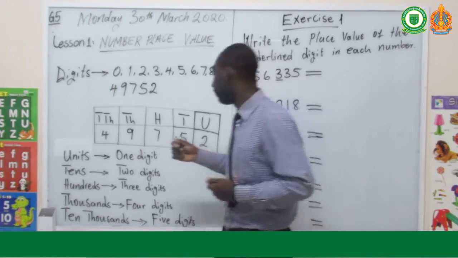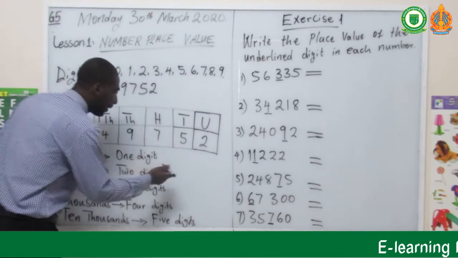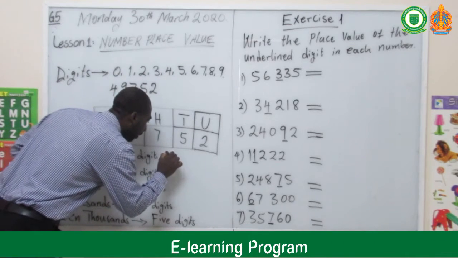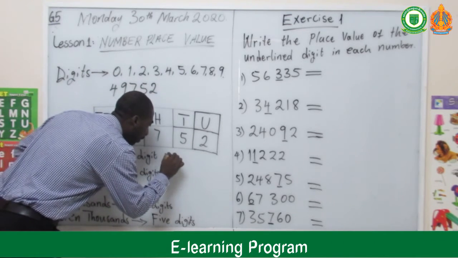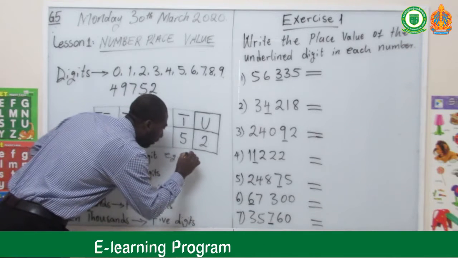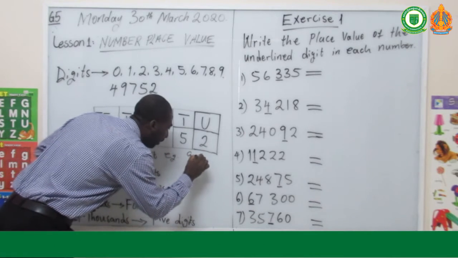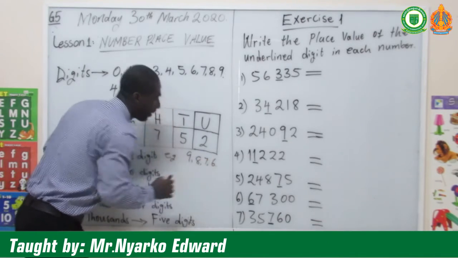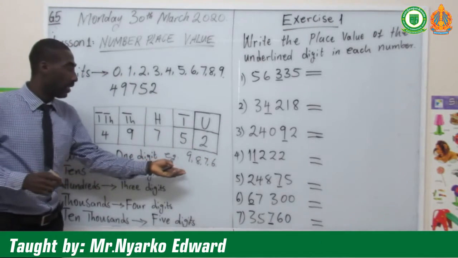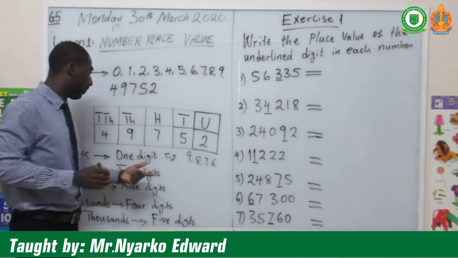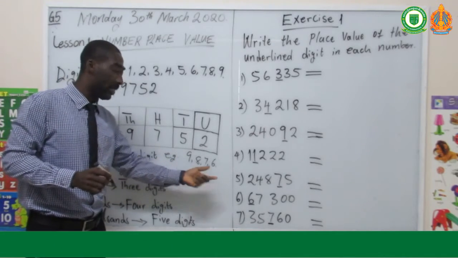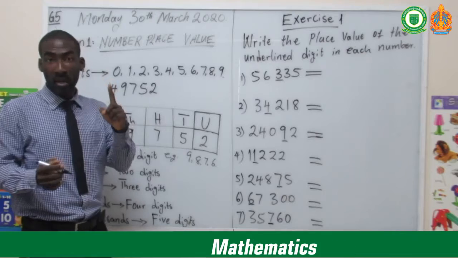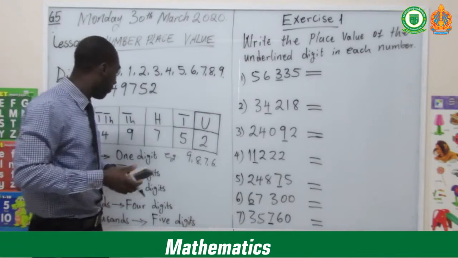So for example, 1 digit numbers can be 9, 8, 7, and 6. These are examples of 1 digit numbers. They stand alone. They are the only one that you can find.